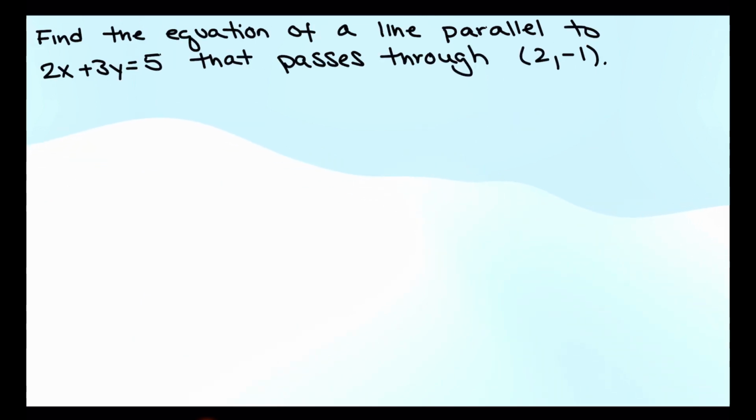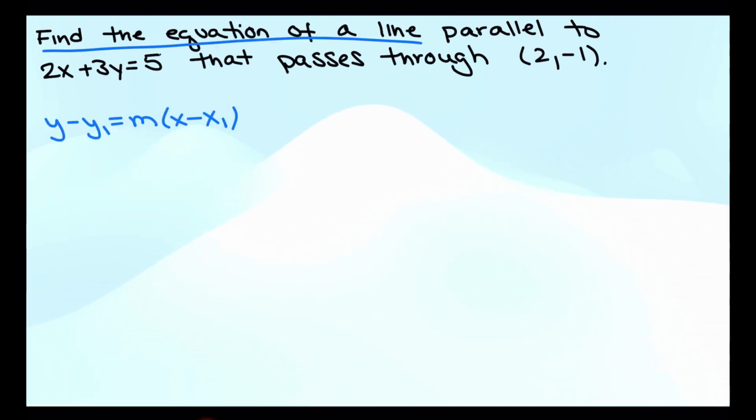All right, let's go back to that point slope form that was introduced at the beginning of this video. Let's see if we can find the equation of a line parallel to 2x plus 3y equals 5 that passes through the point (2, negative 1). So find the equation of a line. As soon as I see that, I immediately jot down that point slope formula: y minus y1 equals m times (x minus x1). So I'm going to have to determine the slope and a point.